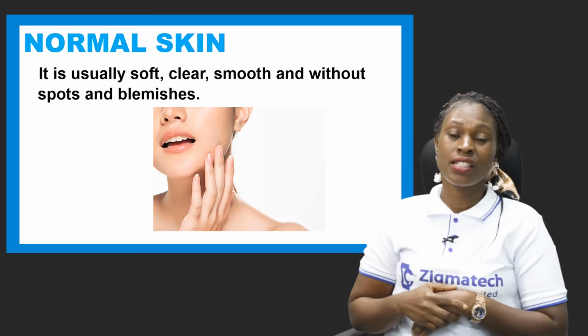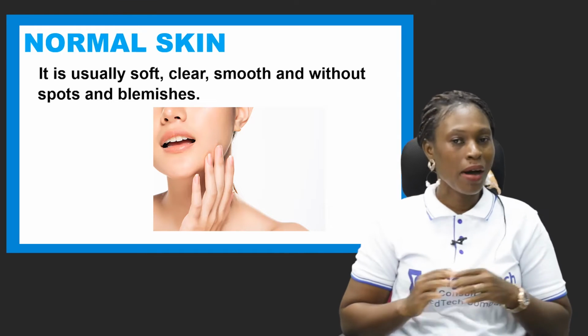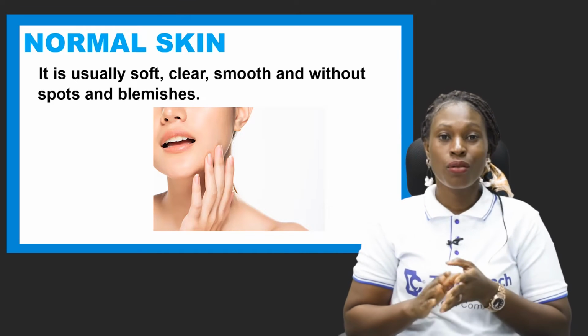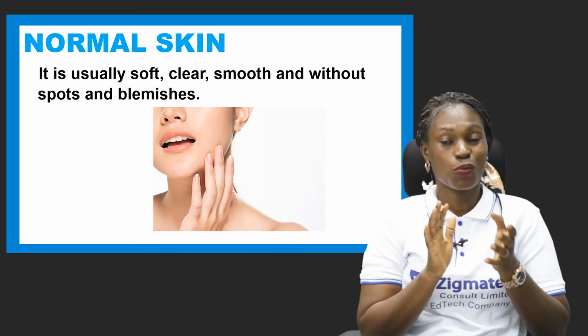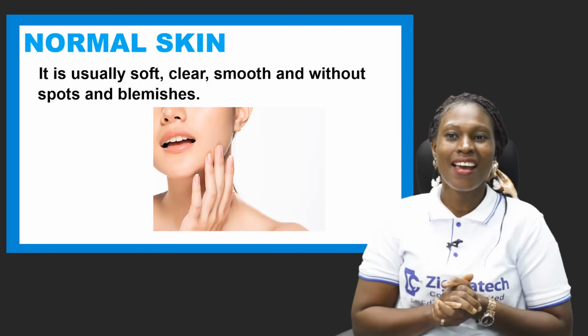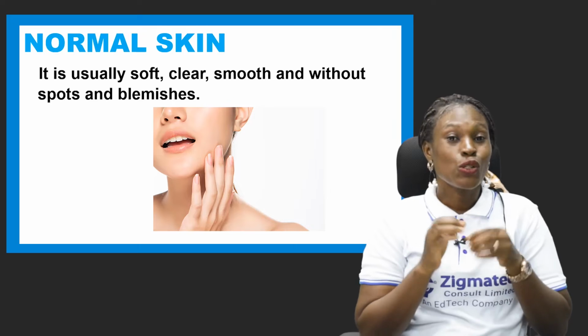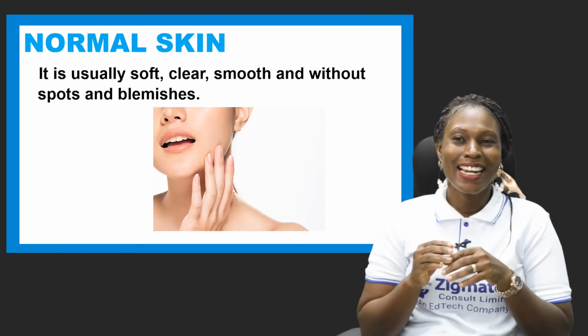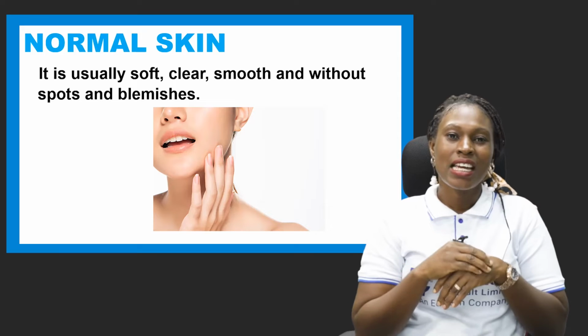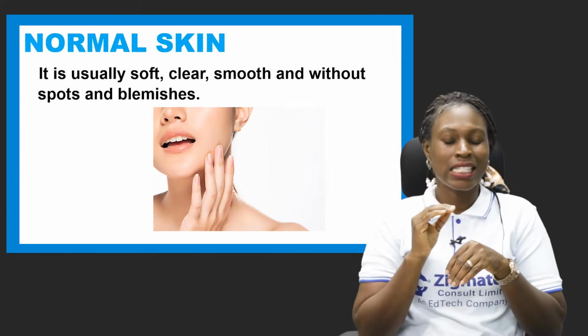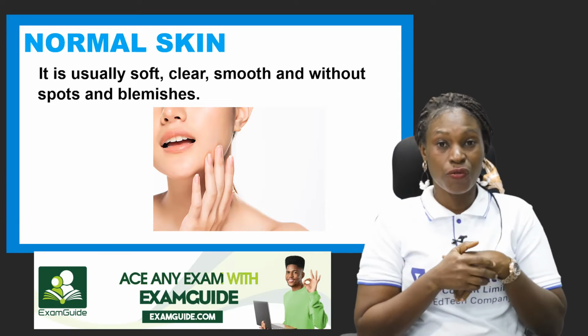The first one we have here is the normal skin. Here, there's not much issue with your skin. It is blemish-free, spot-free, clear, smooth and soft. This skin can be likened to that of babies. Baby skins are so soft, spotless and blemish-free.